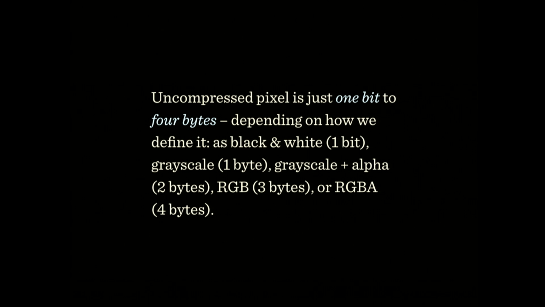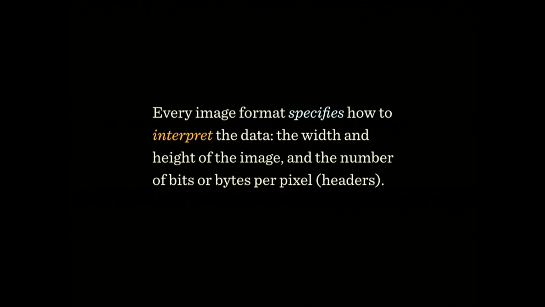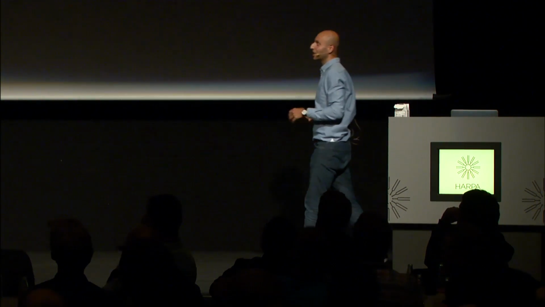If you want to encode it using GIF or JPEG or whatever, then in that case you will need to do a bit more work. Because as it appears, every image format specifies not only the actual image, but also how to interpret the data and also has some metadata in it. So for example, the width and the height and the number of bits per byte or bytes per pixel and so on.